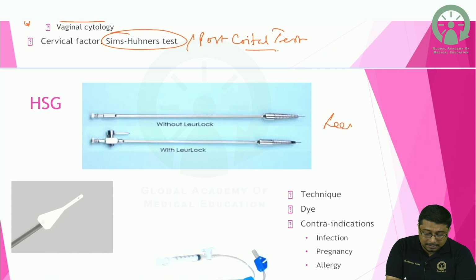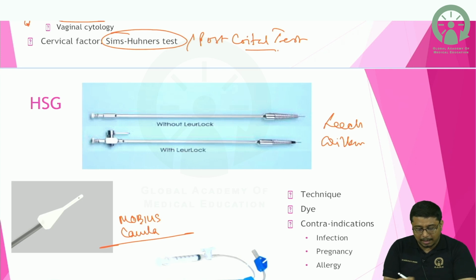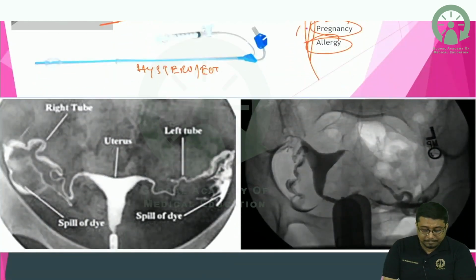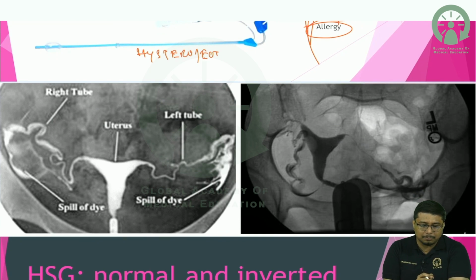This is known as the Leech-Wilkinson cannula. This is known as the hysteroject. This is known as the Rubin cannula. So we use iodine-based dye, and any infection, current pregnancy, and allergy to iodine-based dye is a contraindication, right? So these are the images. I think you know that.